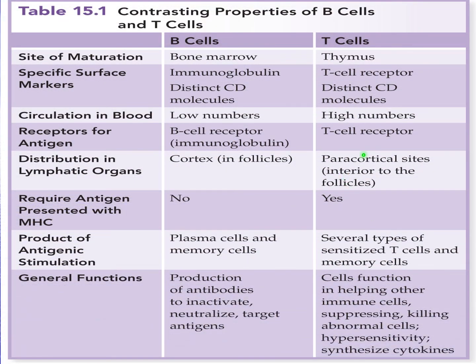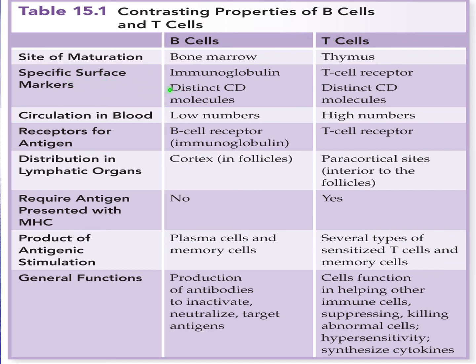So this table just contrasts the properties of B and T cells. Again, while both are made in the bone marrow, where do they mature or receive their specialized receptors? B cells stay in the bone marrow, hence the B for bone marrow. The T cells migrate from the bone marrow to the thymus gland, hence the T cell designation.